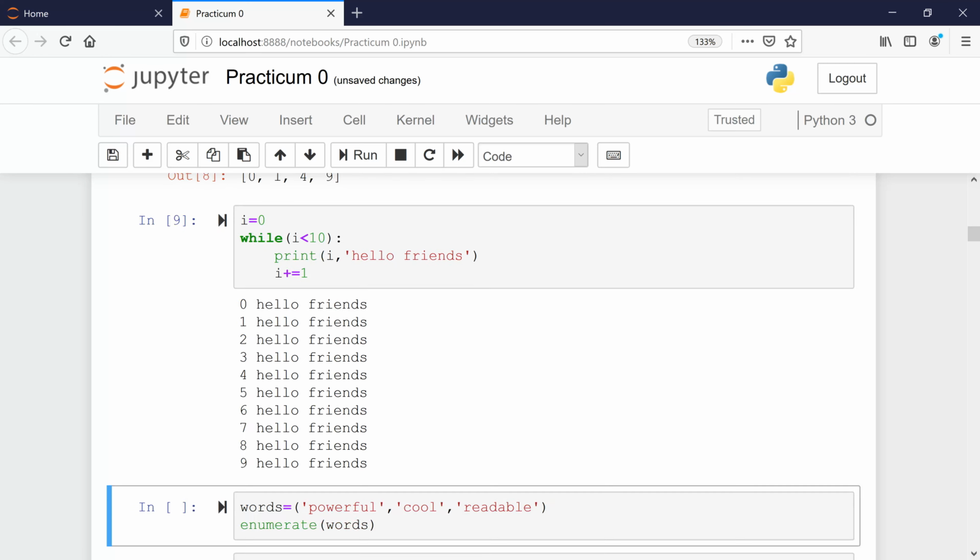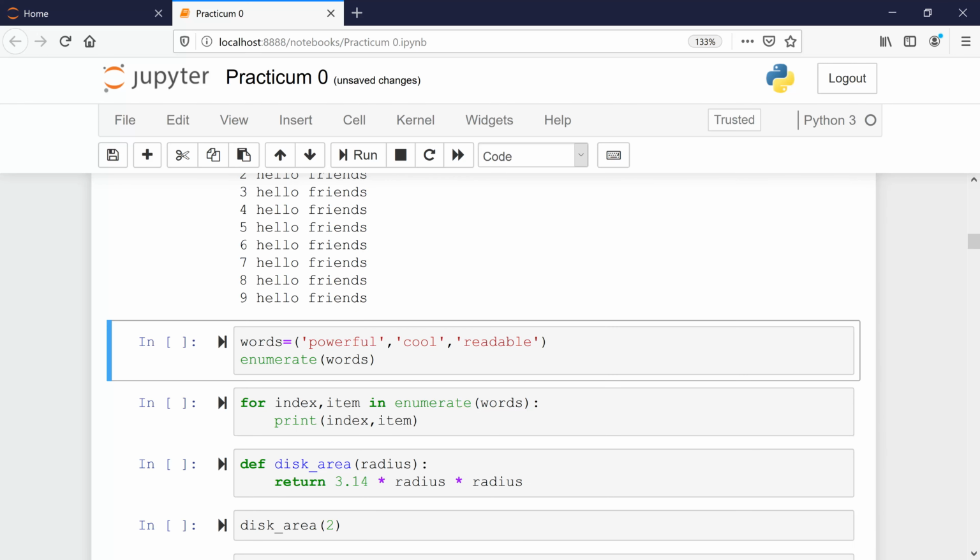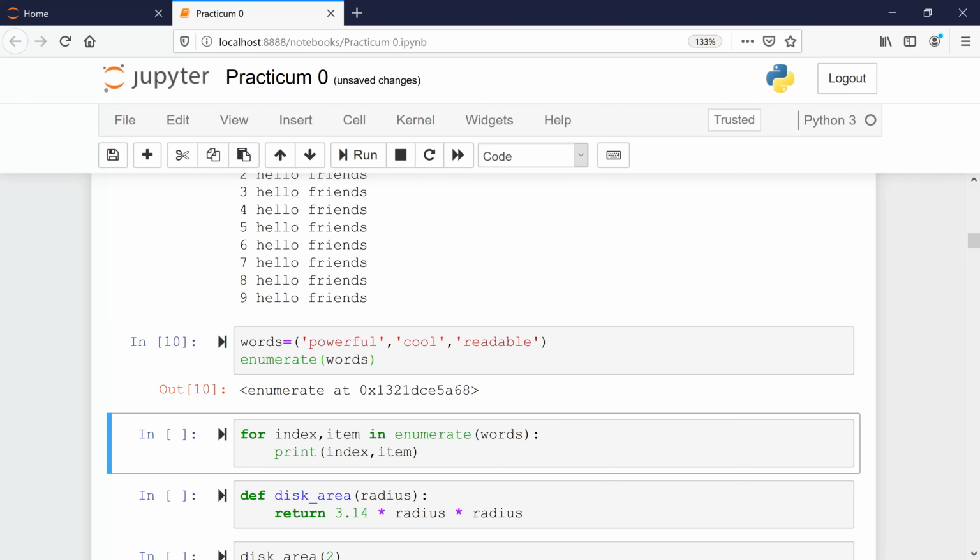Now, another way to do a for loop, suppose for example you have a list of things. For example, here I have 3 adjectives: powerful, cool, readable. I put them in a list. Okay. And now, if I enumerate this list, what do I get? Okay, so this is the list. It doesn't print actually, but you can use this enumerate. So enumerate words. It's a list having 2 indices actually: the index of the word and the word itself. So it's a kind of dictionary, if you like. And let's see what happens if we execute this loop.